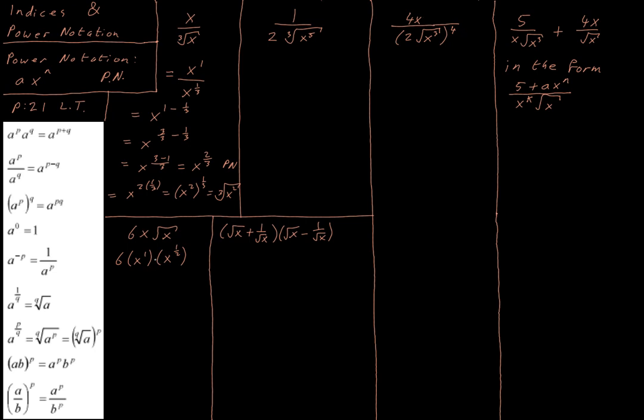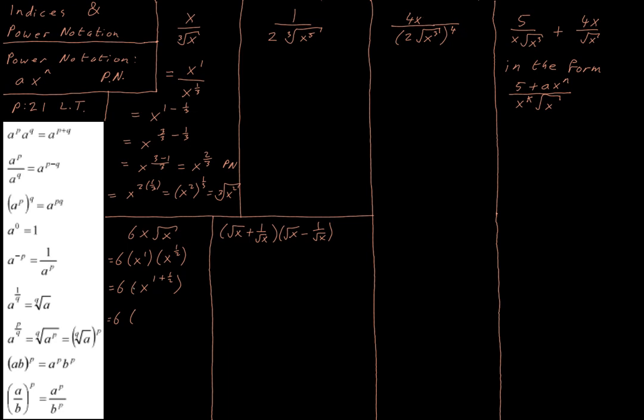Now we have this written in powers. Well, I have the same bases multiplied together, so that means that I can add the powers. And the coefficient just comes along for the ride. So I have 6 times x to the power of 1 plus 1/2. Should have equal signs here.